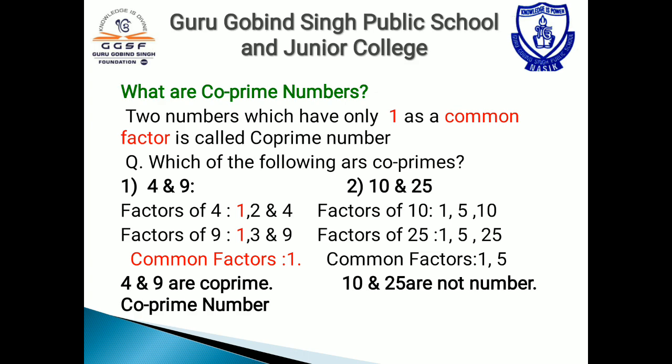Let us see the example: which of the following are co-primes? First example is 4 and 9. First of all, we will find the factors of 4 and the factors of 9. The factors of 4 are 1, 2 and 4. The factors of 9 are 1, 3 and 9. So the common factor between 4 and 9 is 1. So here 4 and 9 are co-prime numbers.